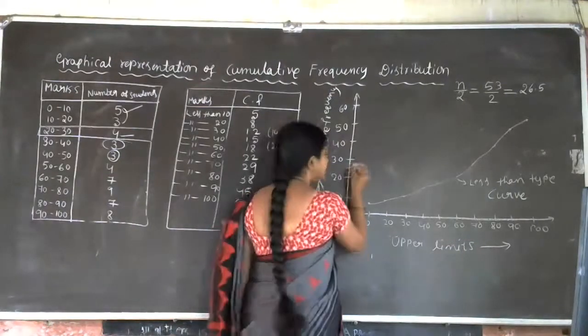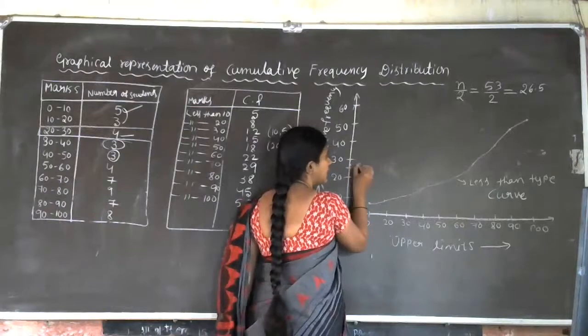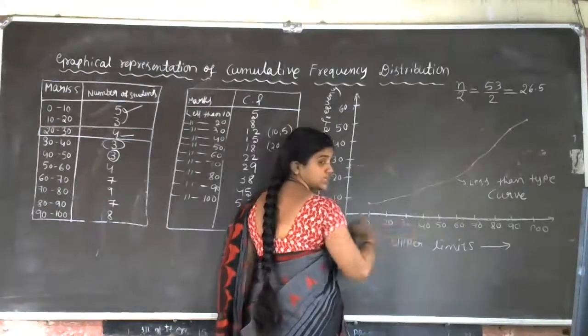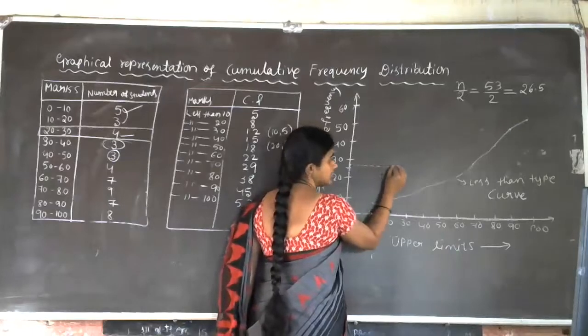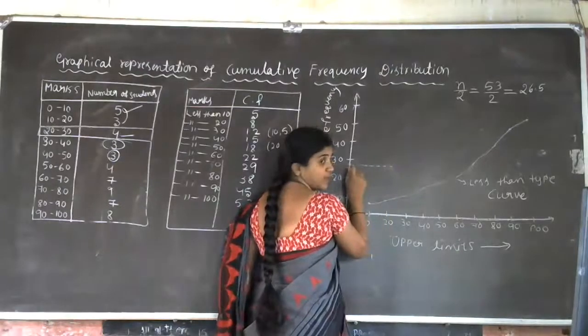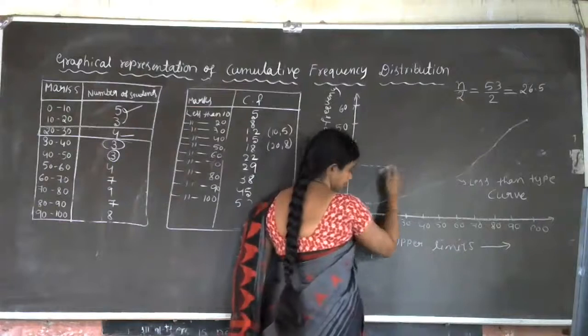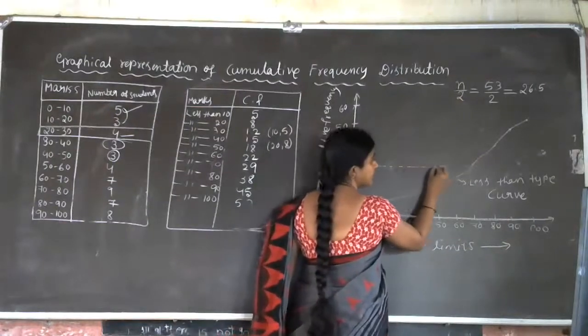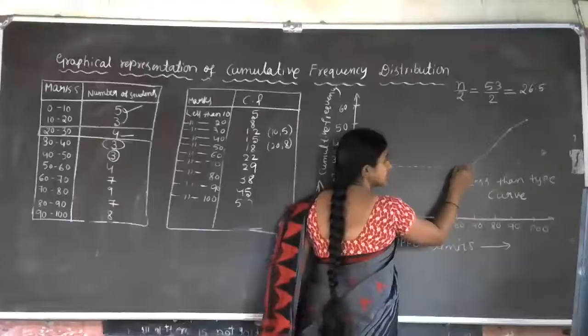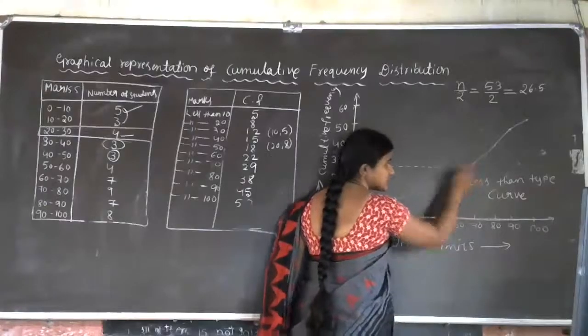From that line, you have to draw a line parallel to this horizontal line like this. So you have to draw one line. From 26.5, you have to start one line that is parallel to this horizontal line. Okay, draw. Yes, when it touches the ogive.